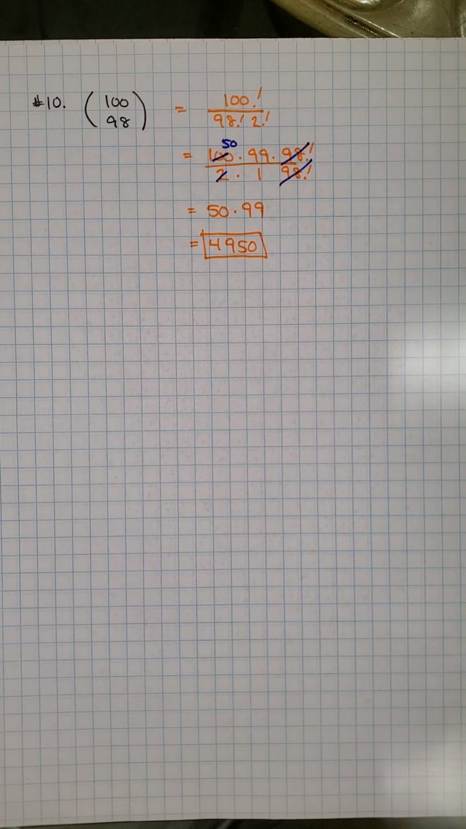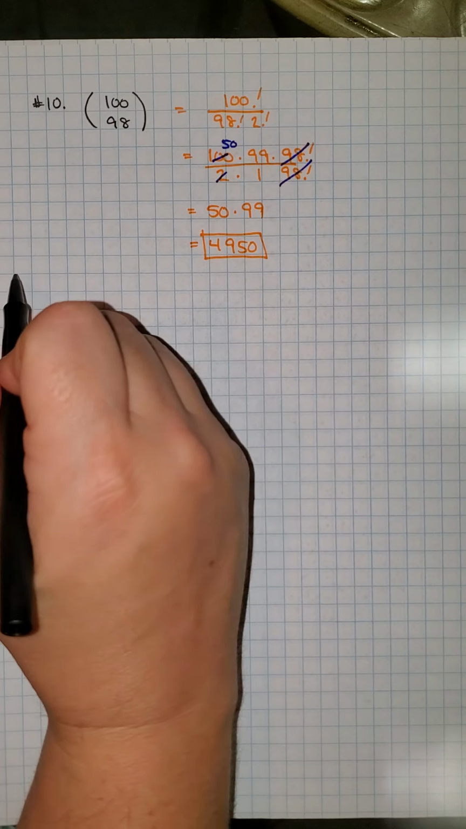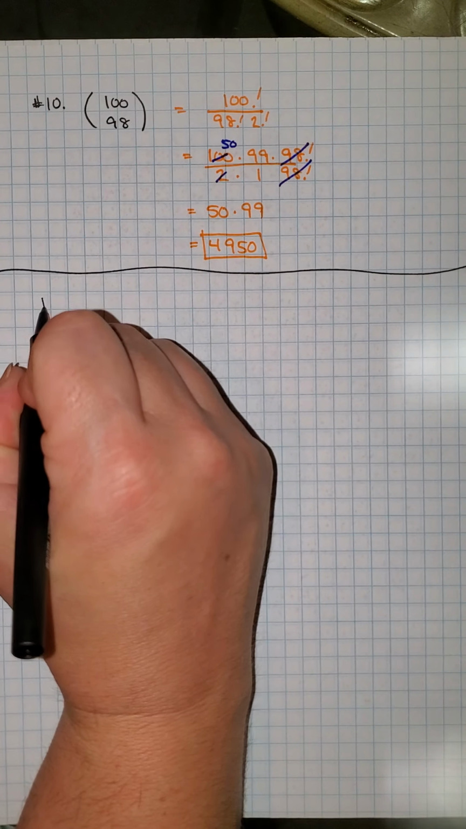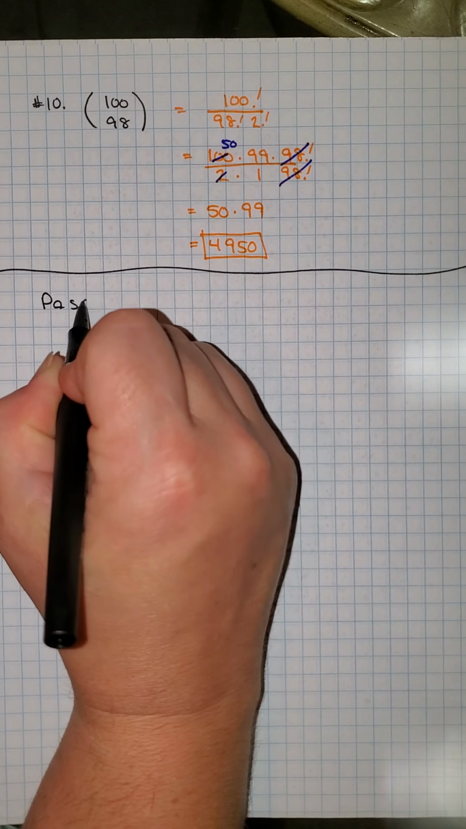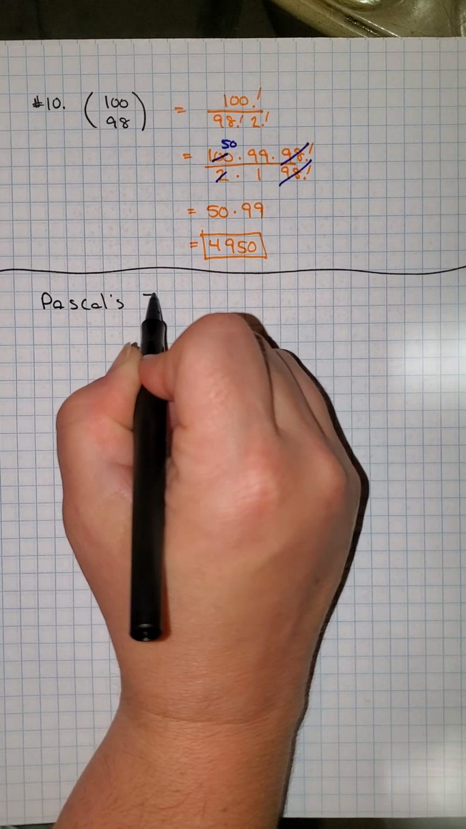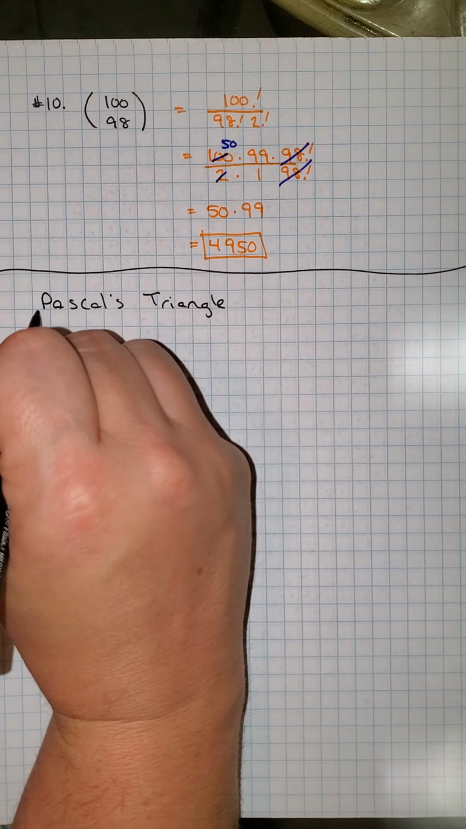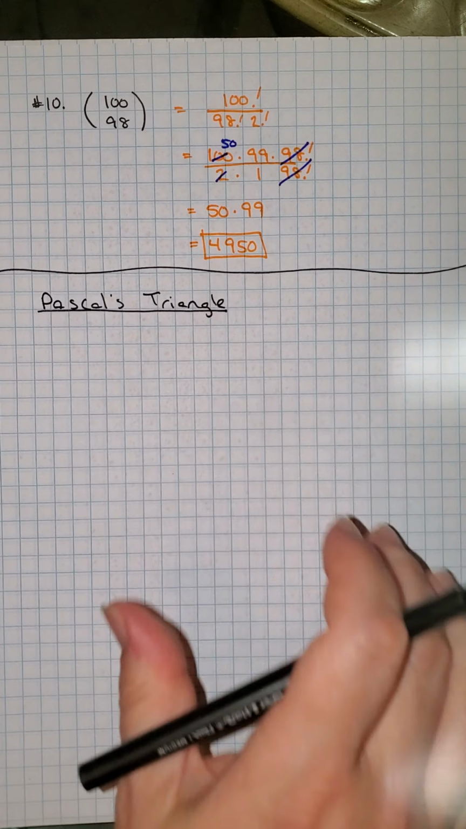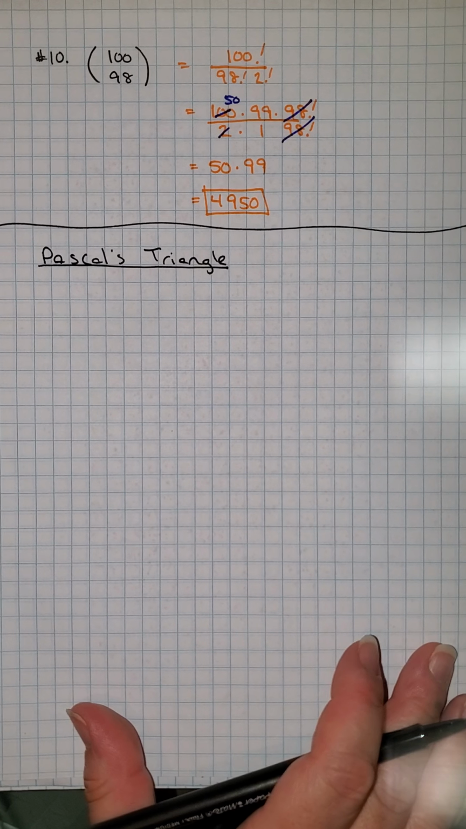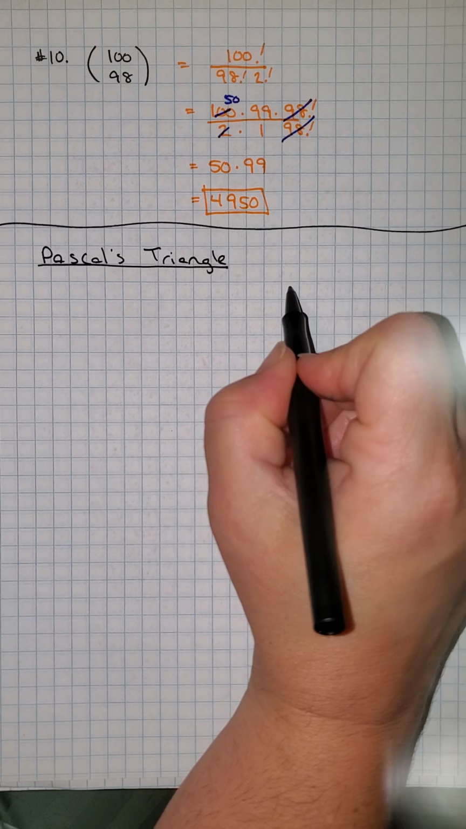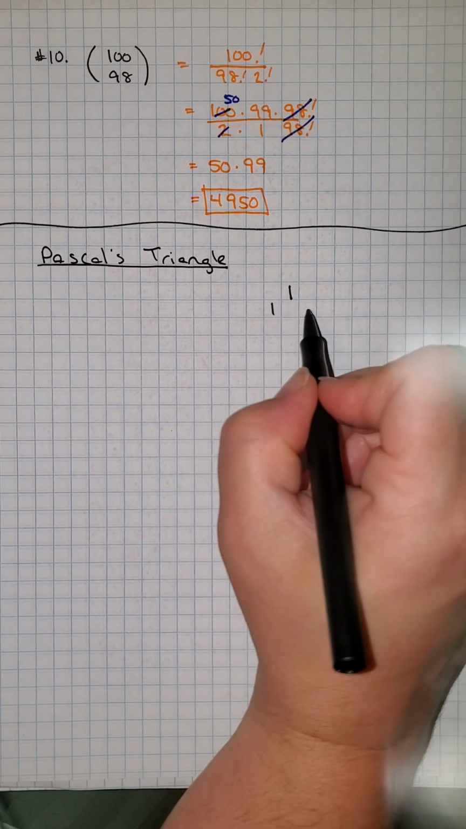Alright. This is my favorite part of this whole thing, Pascal's triangle and how it works. There's so much you can do with this little triangle. Well, big triangle. Alright, so Pascal's triangle works like this. You start with a 1, and then underneath it you have 1 and 1.